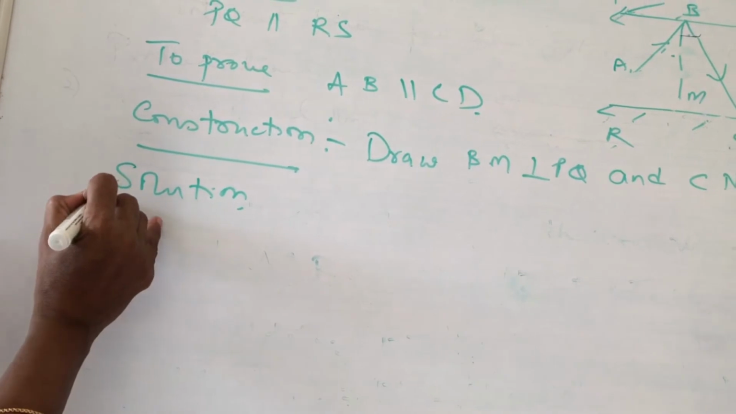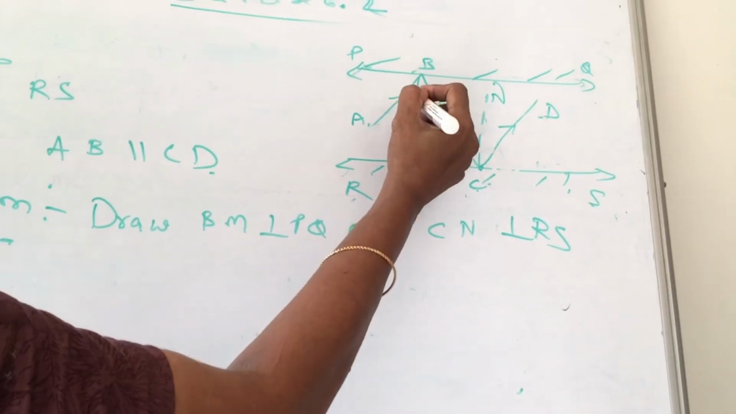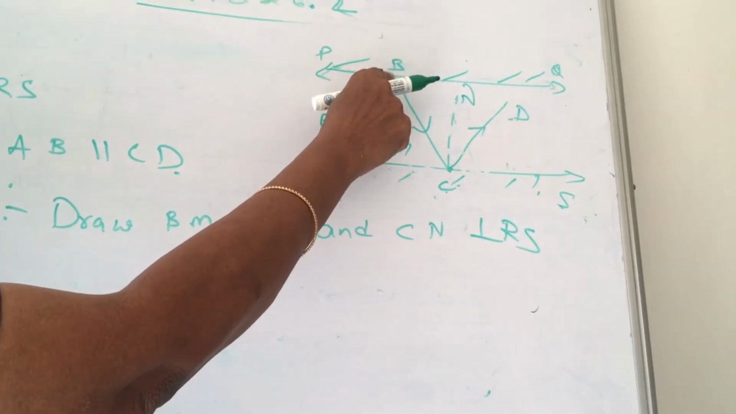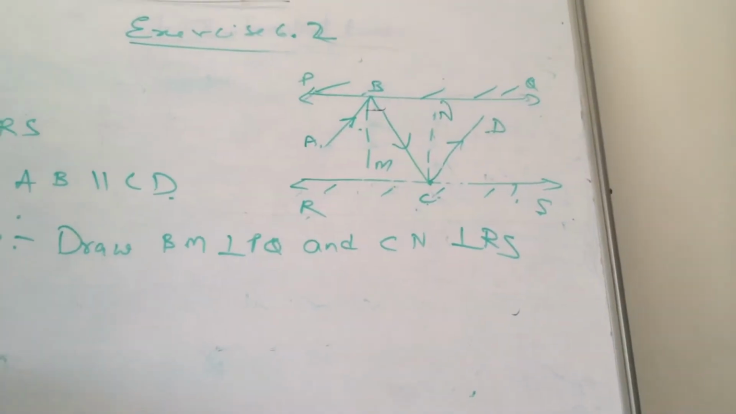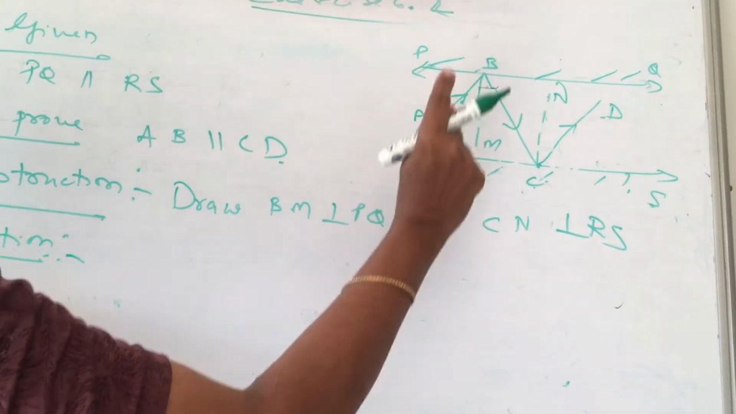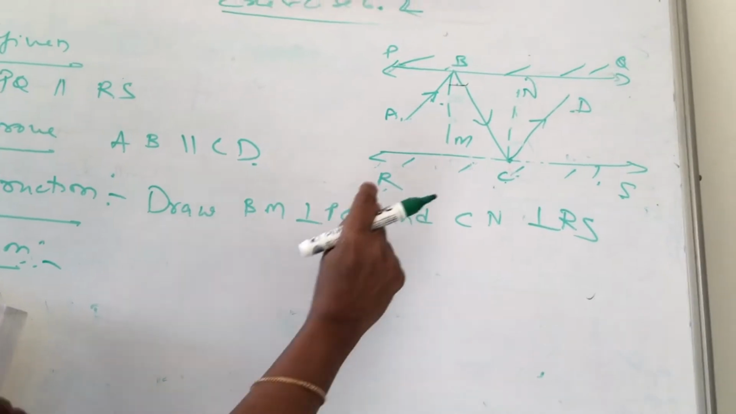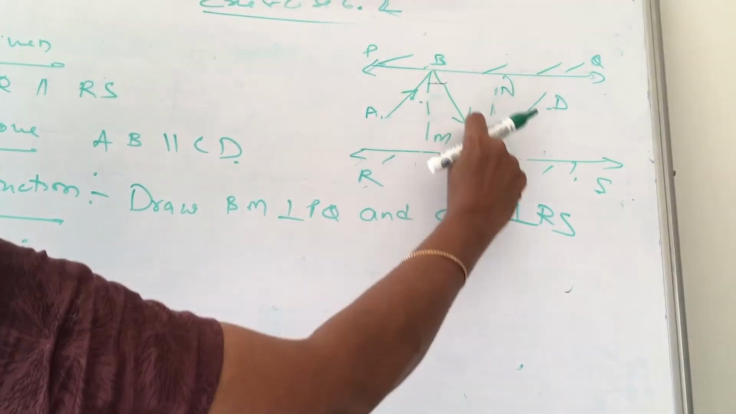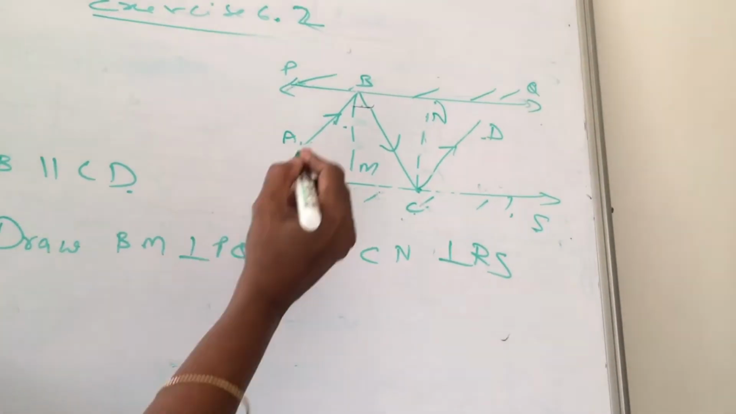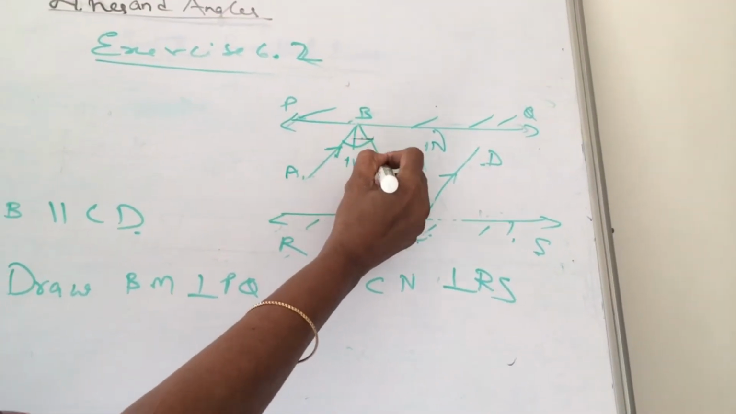Yes, children, you all know the laws of reflection. When a ray of light strikes the mirror, angle of incidence is equal to the angle of reflection. AB is the incident ray. BC is the reflected ray for the mirror PQ. For the mirror RS, BC is the incident ray and CD is the reflected ray. Angle of incidence is equal to the angle of reflection.